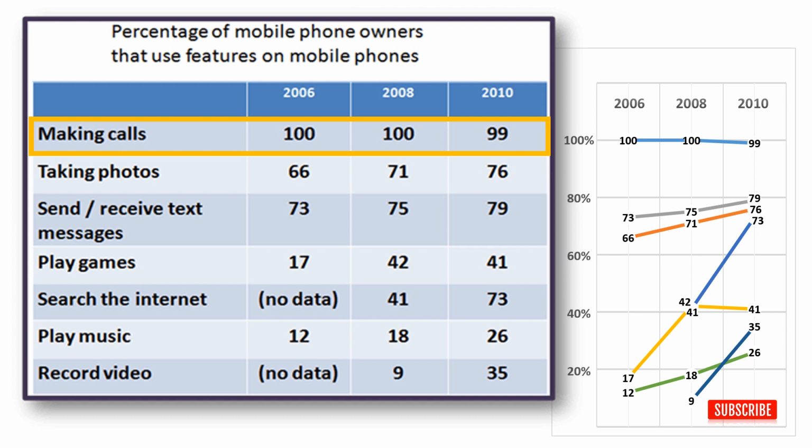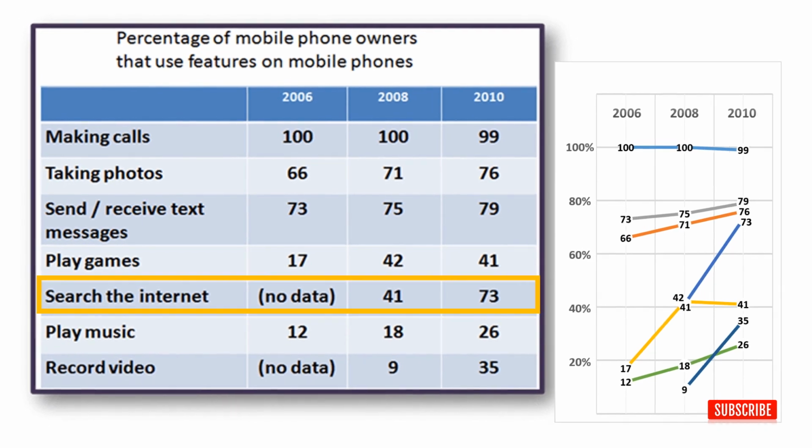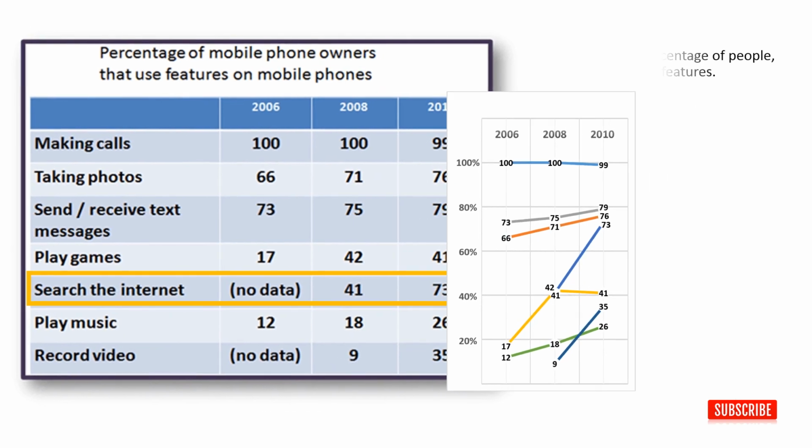Here, one notable trend is the percentage for making calls. It is the highest in all years, and the only one which is downward, while the others are upward. Another general trend is that new features, like searching the internet, were added to these devices in the middle of the period, after which mobile phones become useful for different activities.